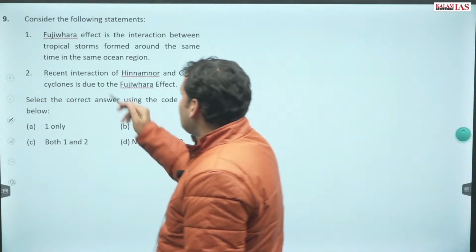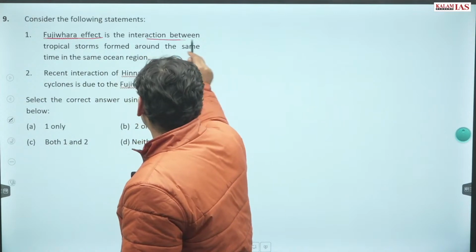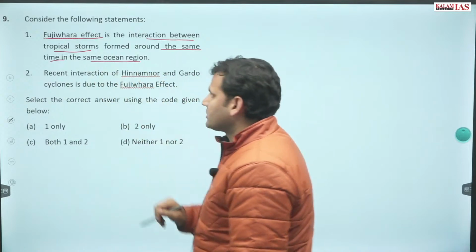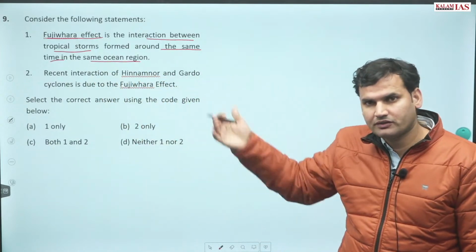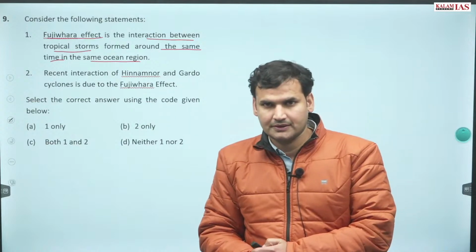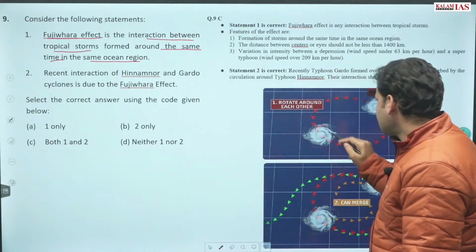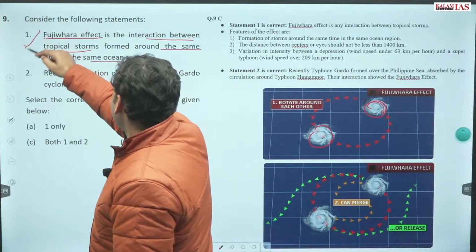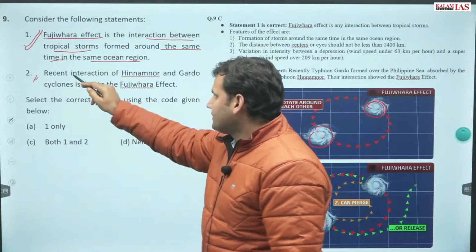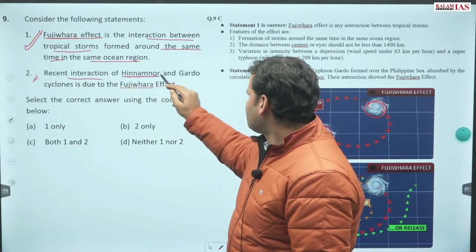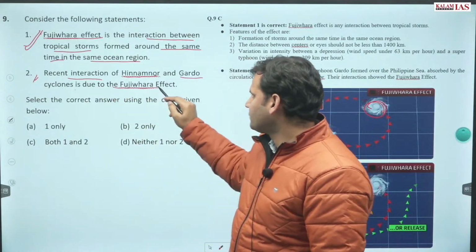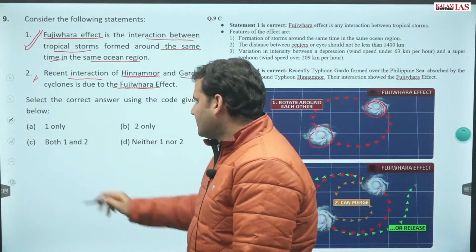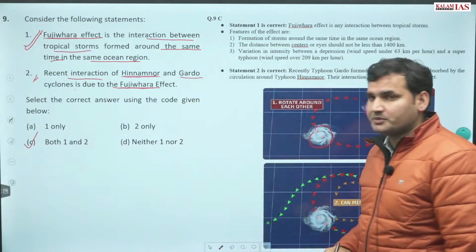Question number 9. Fujiwara effect is interaction with tropical storms formed around the same time in the same ocean region. This is often considered the dance of cyclones. The first statement is correct. Second statement, the recent interaction of Inamnor and Gardo cyclones is due to the Fujiwara effect. Yes, this is also an example of the same. So both of the statements are correct over here. The correct answer would be option C.